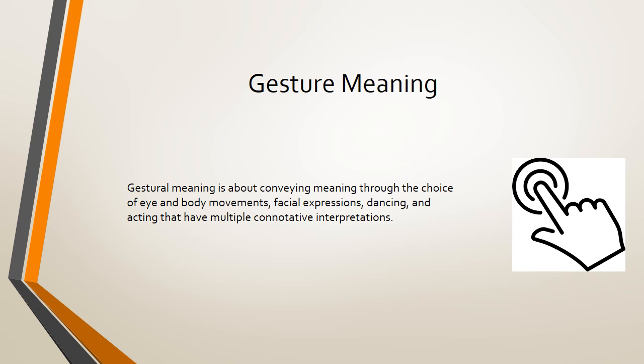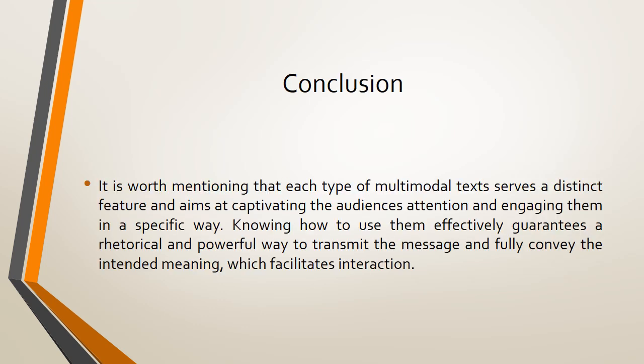Gestural meaning. Composing gestural meaning includes using different angles, speed, stillness, and action sequences such as posture, body language, and even eye contact. Gestural meaning is about conveying this meaning through the choice of eye and body movements, facial expressions, dancing, and acting that have multiple connotative interpretations. Again, you can refer to the video that we have just seen.